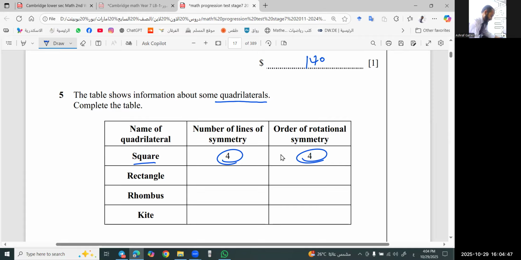4 or 6? Rectangle, this shape. How many lines of symmetry? 2 lines. Okay, so we write 2. Rhombus, like this shape, we also have 2 lines of symmetry. Then the kite is like this, so we have 1 line. Okay.